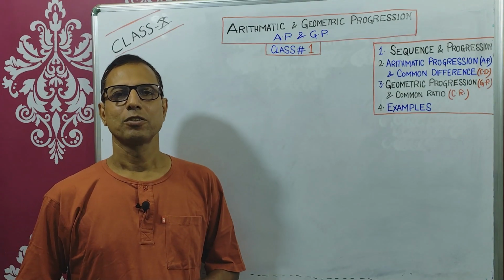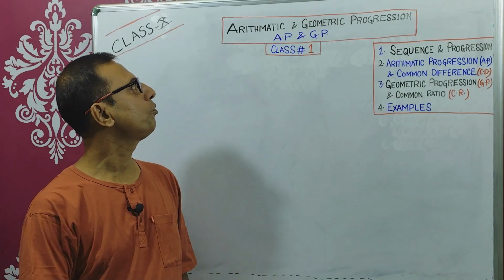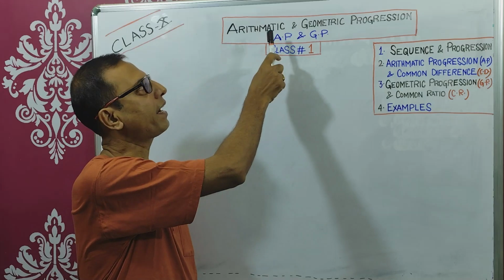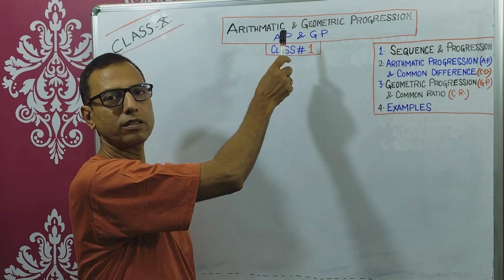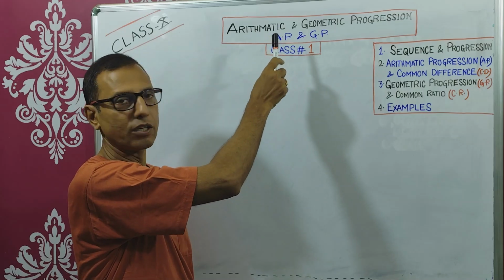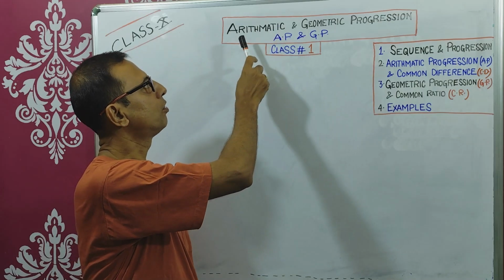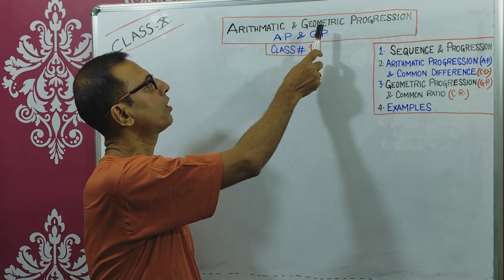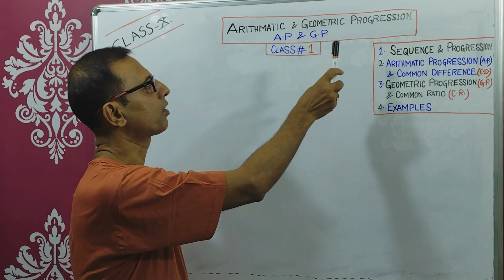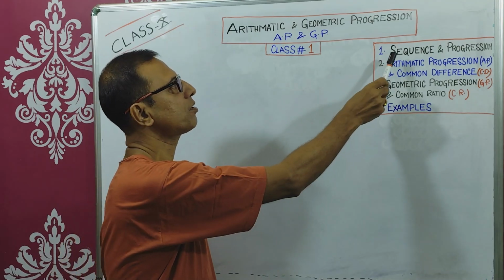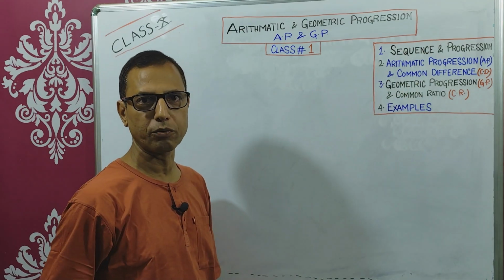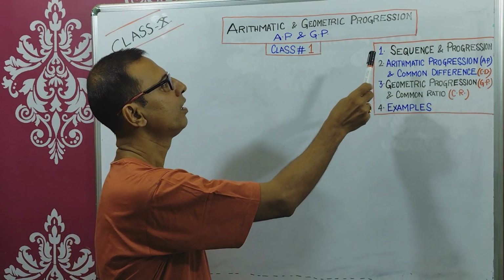Hello students. So today we are going to start a new chapter, arithmetic and geometric progression. These are the topics that you are going to learn in class 10 only. So arithmetic and geometric progression, what is arithmetic? We are going to cover what is sequence and progression. The difference between sequence and progression we will cover in this particular video.